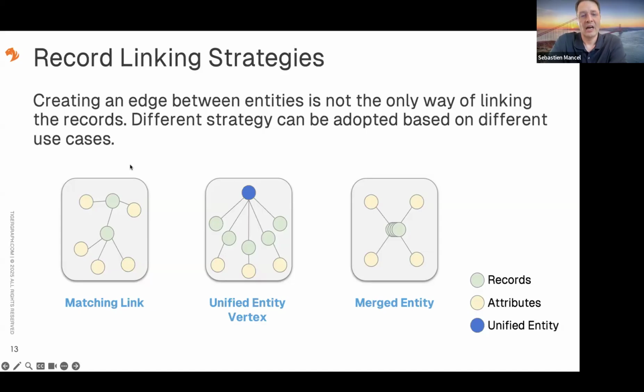On the right-hand side is merged entity. In this approach, overlapping records are collapsed into one, with attributes merged together. This gives you a streamlined view, which is effective for operational systems or downstream applications that need clean, deduplicated data for transactions. The key takeaway here is that graph doesn't force you into a single model. It gives you the flexibility to choose the right strategy based on your business needs, whether that's investigating networks, building a unified profile, or simplifying operational data.